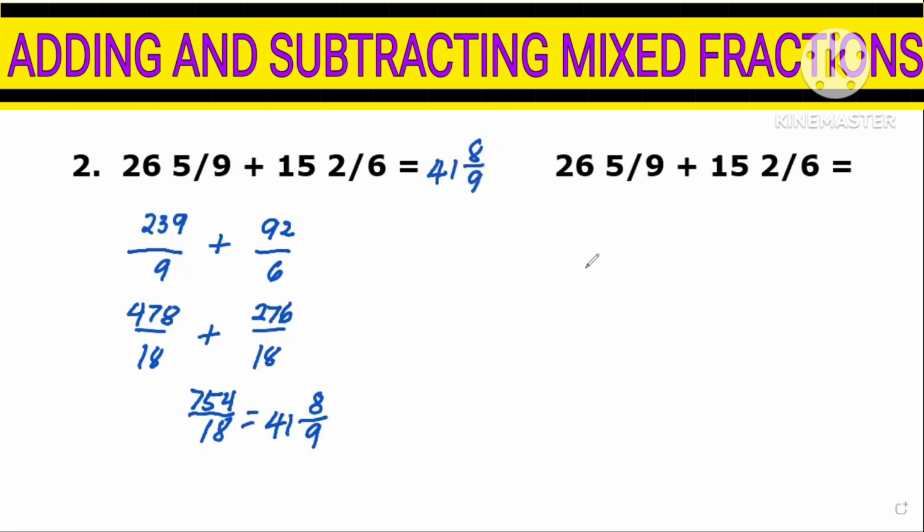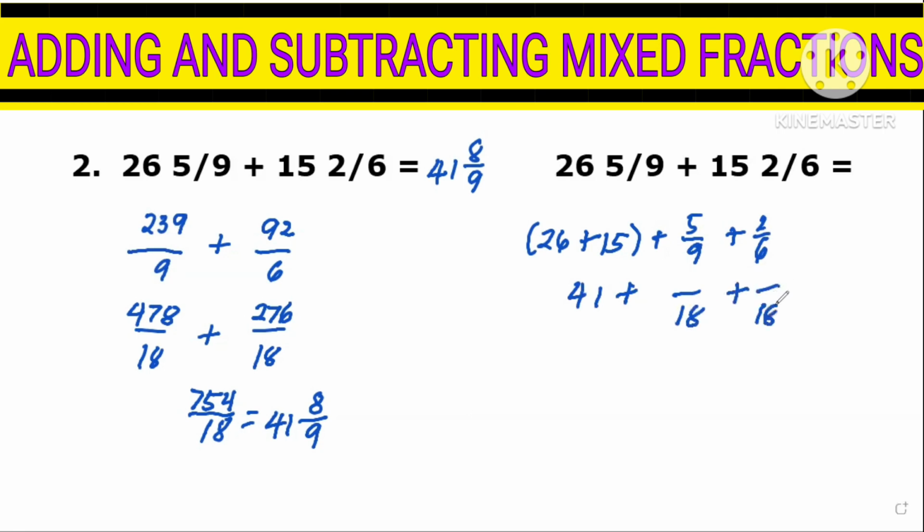Now, let us try the second method, adding by parts. So, first, we add 26 and 15. And then the fraction parts, we have 5/9 plus 2/6. So 26 plus 15 is 41 plus changing these two fractions to equivalent fractions with 18 as denominator. So, multiply 2 by 2. So, we also multiply 5 by 2. We get 10 over 18.